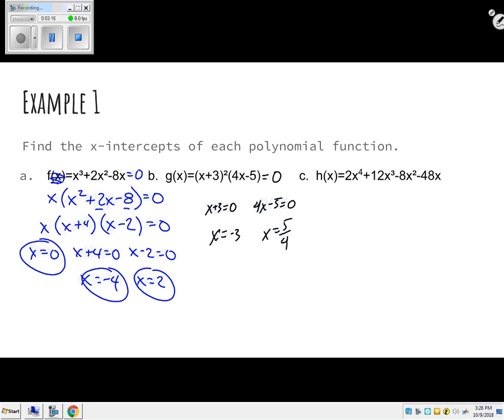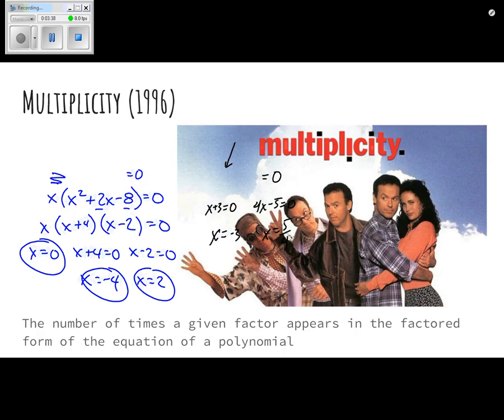Now, something special happens on this: I have it to the second power. That positive 2 that's being raised to, that's something that we've been seeing on the last couple of homeworks, called multiplicity.